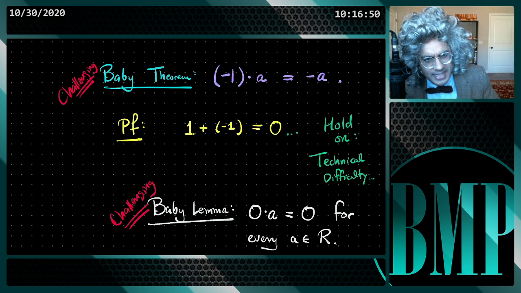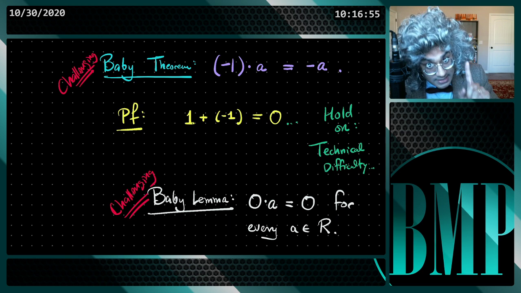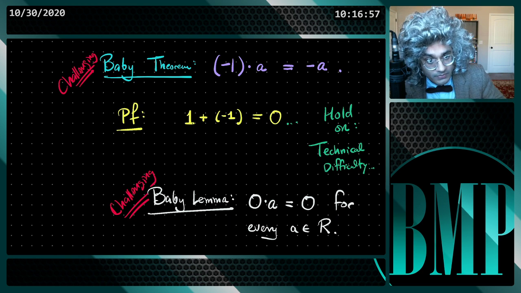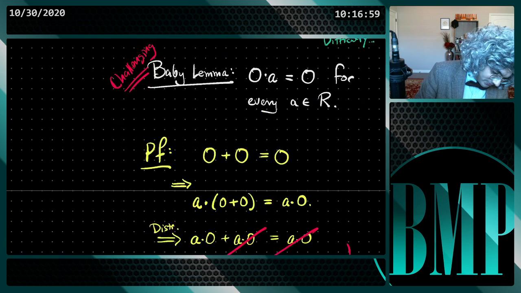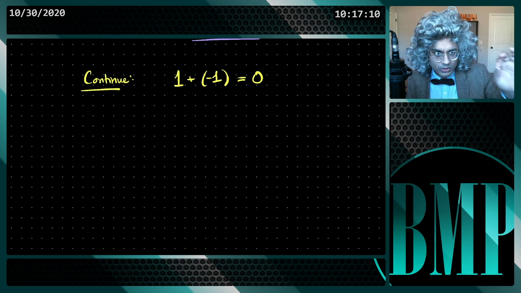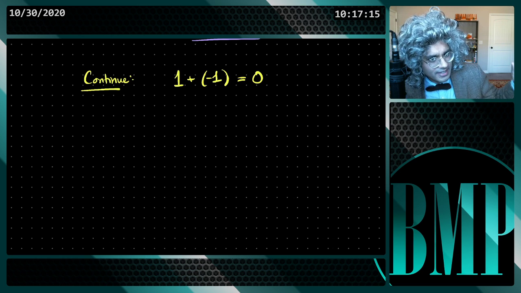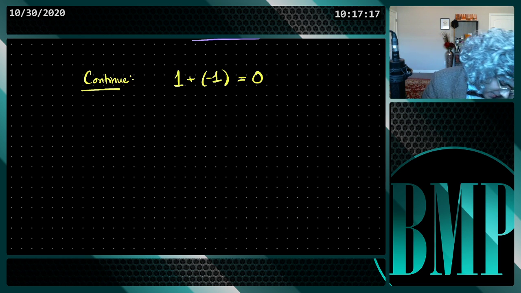Okay, -1 times a equals -a. Proof. 1 plus -1 is 0. Now I'll continue with the proof. So, continue. We know 1 plus -1 is 0. Multiply both sides by a. On the right, I suppose. Not gonna matter, but let me be correct and everything.